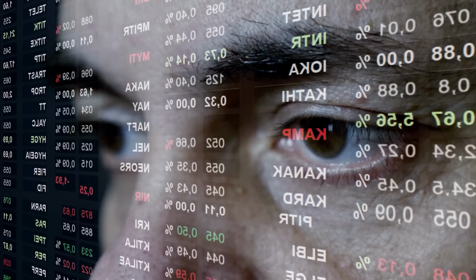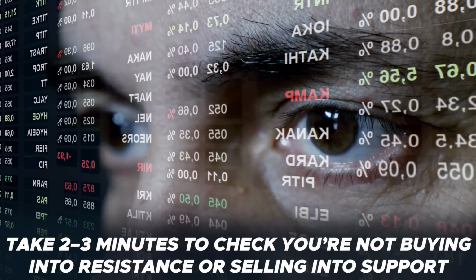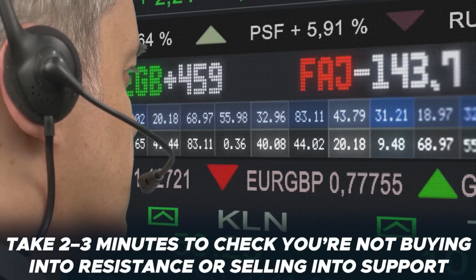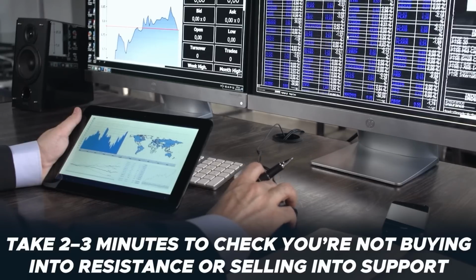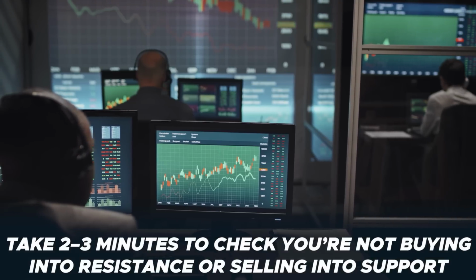In an earlier video, I talked about how much I love moving averages and how I love to look for moving average clearance. It's important to incorporate that when you're using RSI or any indicator. Just take 2 or 3 extra minutes before you place the trade to make sure that you're not selling into moving average support or buying into moving average resistance.